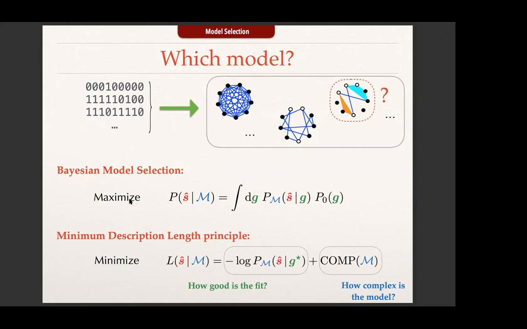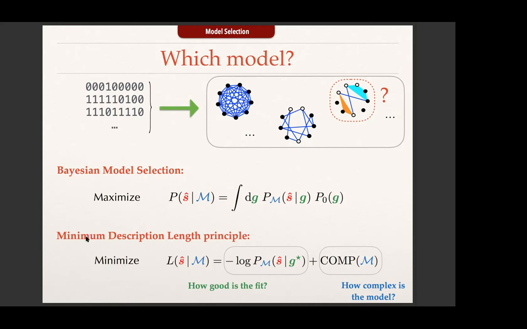What you will do is try to find the model that maximizes the probability to reproduce your entire data set. And by model, I mean here the skeleton. So you have to integrate over all the values of the parameters given a certain prior on your parameters. That's not so easy to compute because you have to compute this integral.